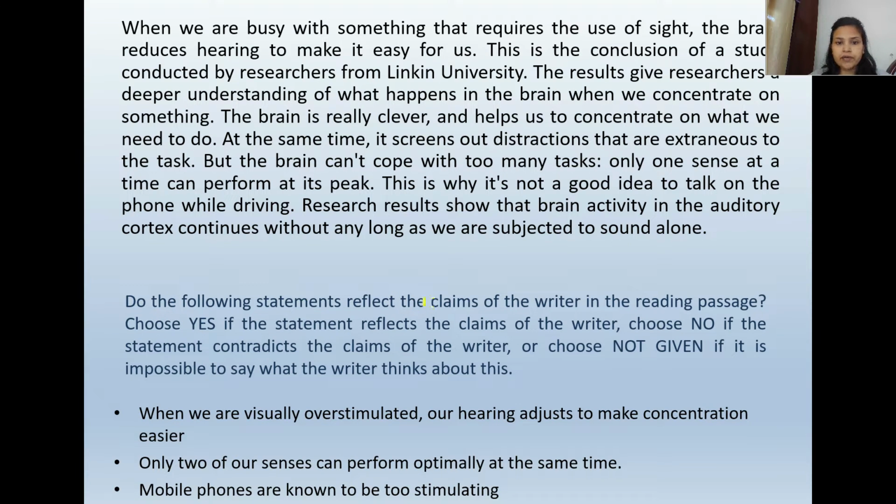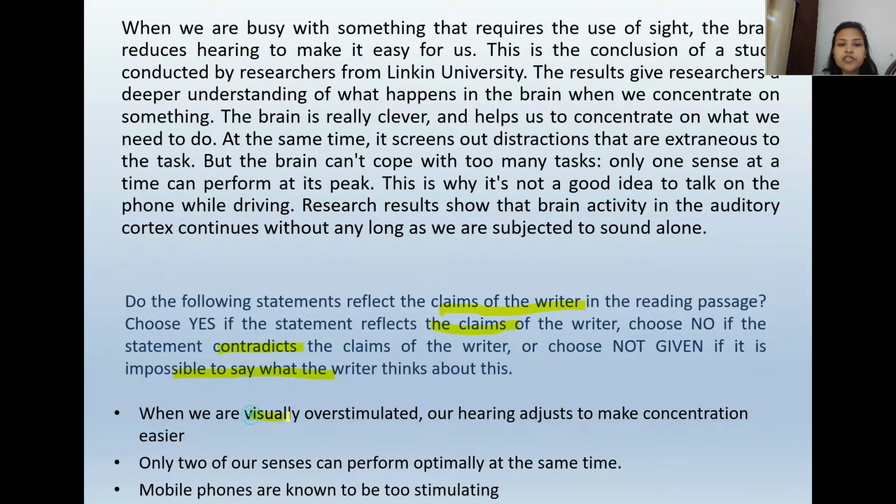Do the following statements reflect the claims of the writer? In the reading passage, choose yes if the statement reflects the claim of the writer, choose no if it contradicts, and choose not given if it is impossible to say what the writer thinks about it. So let's first read the question.